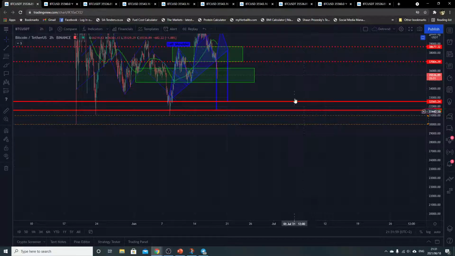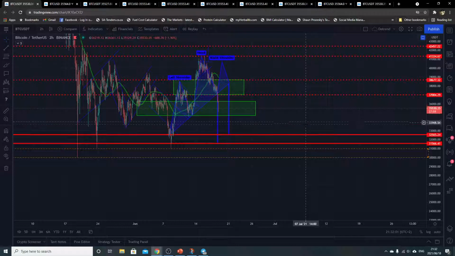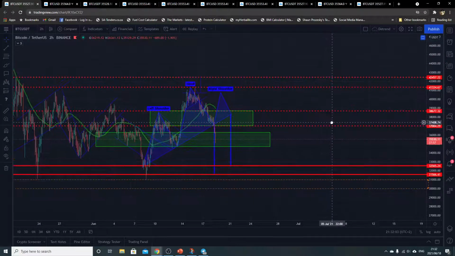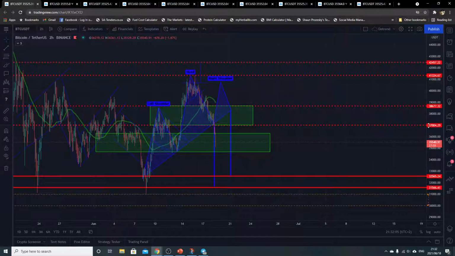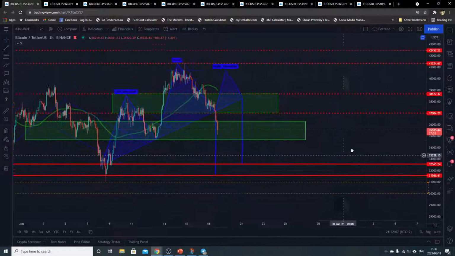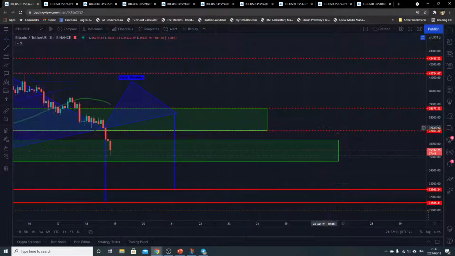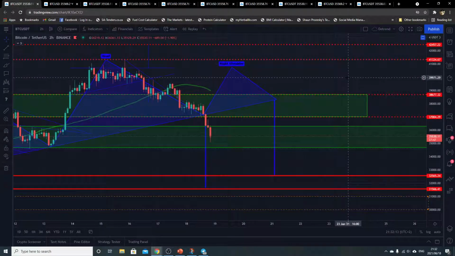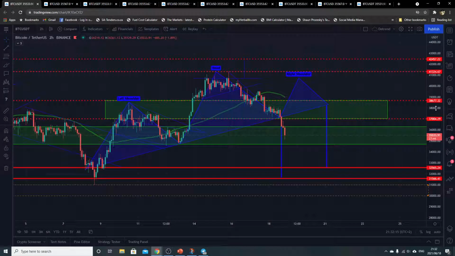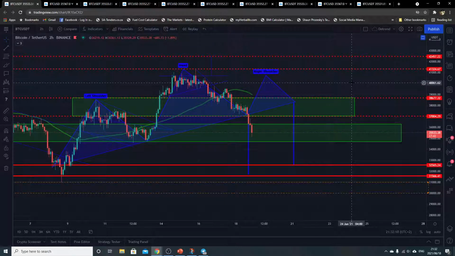But I haven't checked now. Last time I checked, there were no USDC trading pairs on Binance. So this is why I'm trading on USDT on Binance.